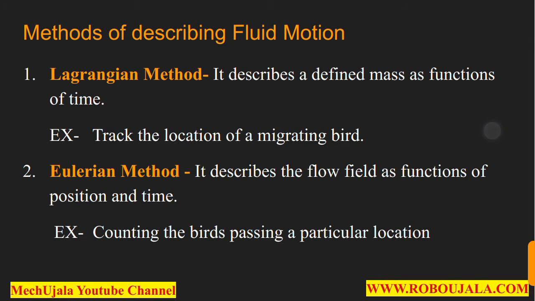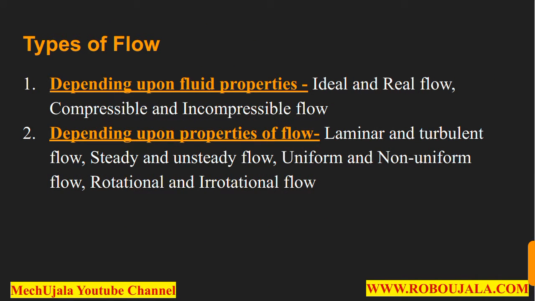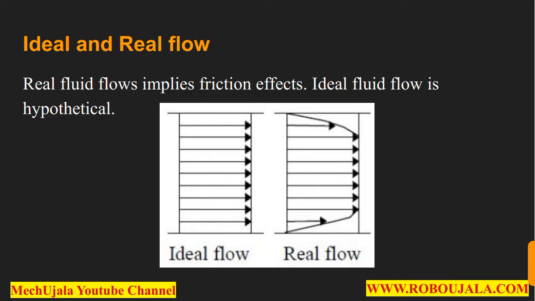So let's see different types of flow. The first type of flow depends upon the fluid properties, like ideal or real flow, compressible and incompressible flow. The second type of flow depends upon properties of flow, like laminar or turbulent flow, steady and unsteady flow, uniform and non-uniform flow, rotational and irrotational flow. Let's see all of these flows one by one. First one is ideal or real flow.